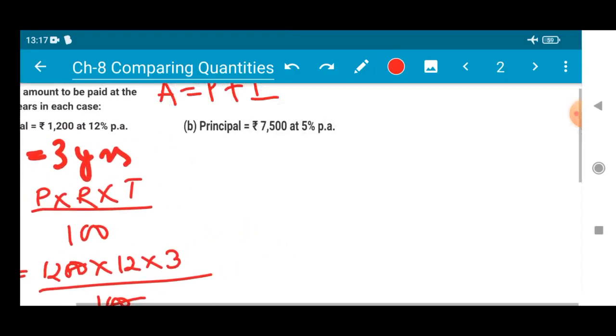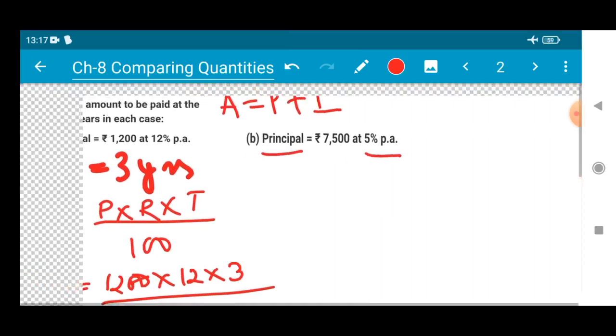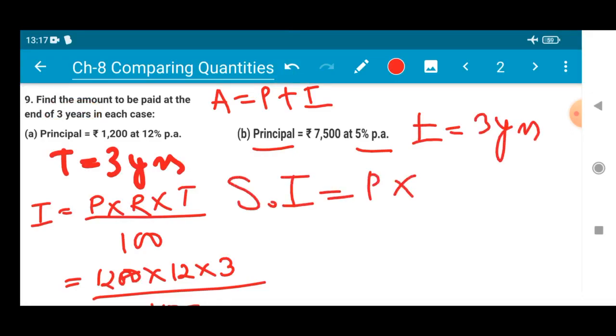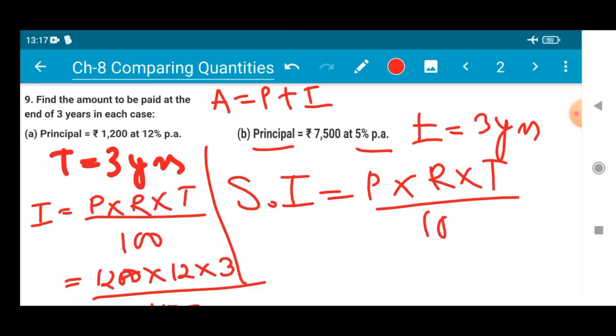Alright. Next, the same thing is given in the next question, that is, principal is mentioned. Okay, at 5%, but the time is 3 years only. So let me write the time here, 3 years. Let me write the formula. Interest is equal to SI, also you can say it. Okay, SI is equal to P into R into T by 100. P for principal, R for rate, T for time, divided by 100.